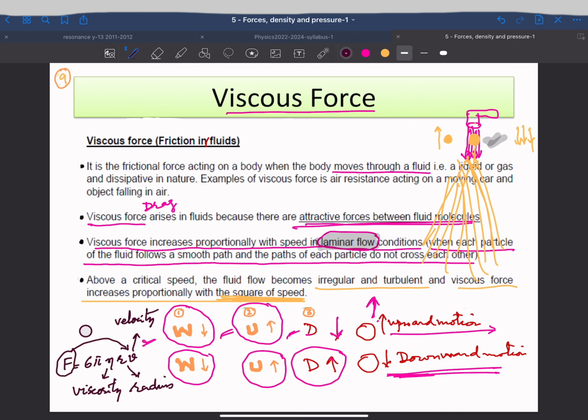I need not go into that detail, but this is something which you have to consider, and in our syllabus only up to this you have to understand. Particularly in the logical questions or MCQs you will see questions based on viscous drag, upthrust and weight. The relation of these three forces you will normally see in your MCQ questions. So this is what we have.